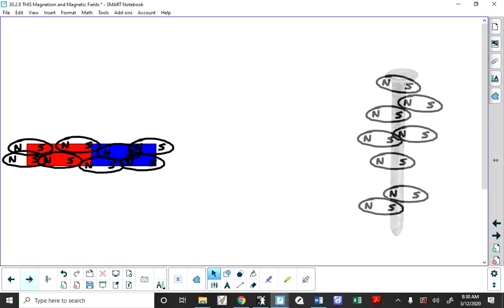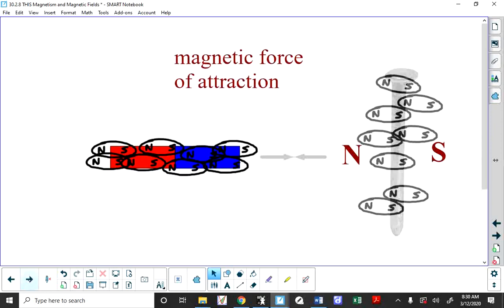And the end result is that you get the nail being a temporary magnet, but the side of the nail on the left is a north pole, and the side on the right is a south pole. So it doesn't have poles at the ends, it has poles on the sides. The bottom line is the north pole of the nail, which is the left side of it, will still be attracted to the south pole of the magnet, so you're going to get a magnetic force of attraction.